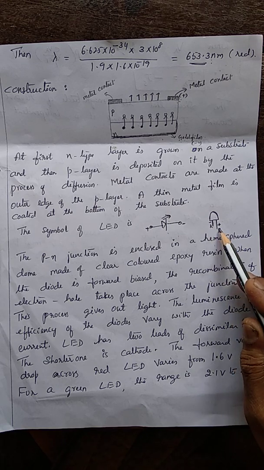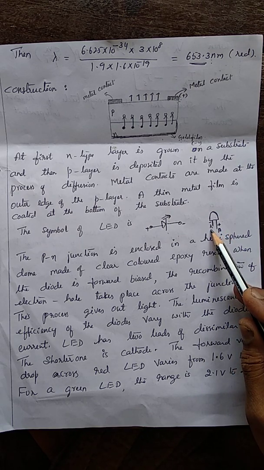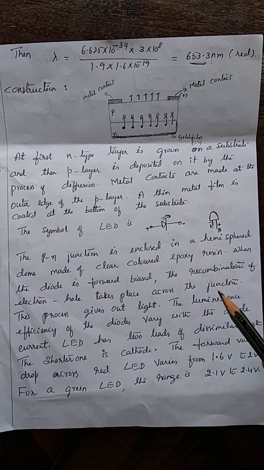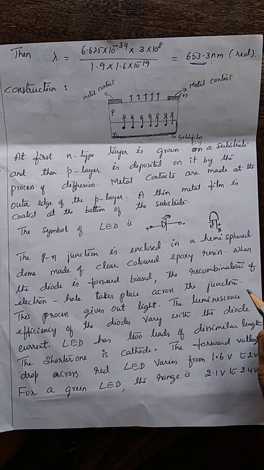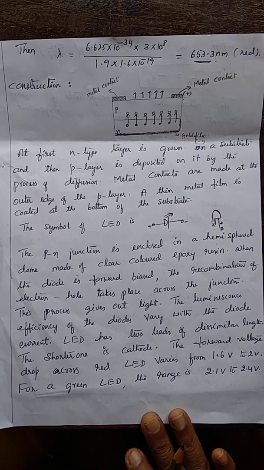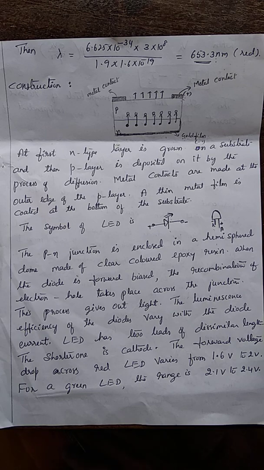LED has two leads for connection. One is shorter than the other. The shorter one is the negative, which is the cathode. The other one is the anode. In the case of an LED emitting red light, the forward voltage drop across that LED varies from 1.6 volt to 2 volt. In the case of a green LED, this forward voltage drop ranges from 2.1 volt to 2.4 volts.